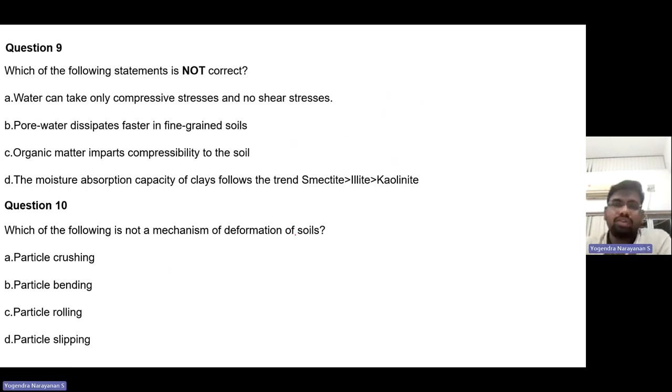Let us analyze the question by taking one statement at a time. Water can take only compressive stresses and no shear stresses. This is a fundamental property of water that it cannot take shear stresses. That is, tau will be zero. Shear strength of water is zero, whereas it can take compressive stress.